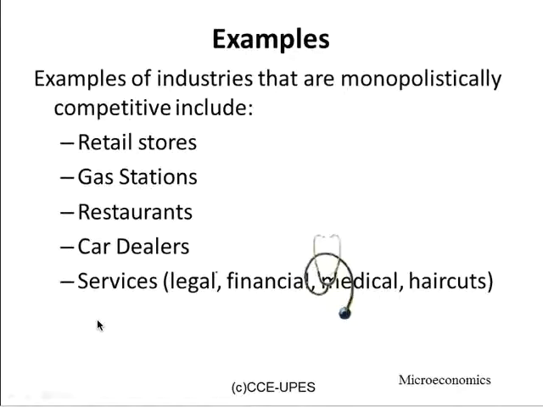Examples of monopolistic competitive markets are retail stores, gas stations, say Indian Oil, HP. Some people have a preference for a particular one, though they are selling quite close substitutes. Restaurants, car dealers, legal services, financial services, medical services, saloons. These are the examples of differentiated products.